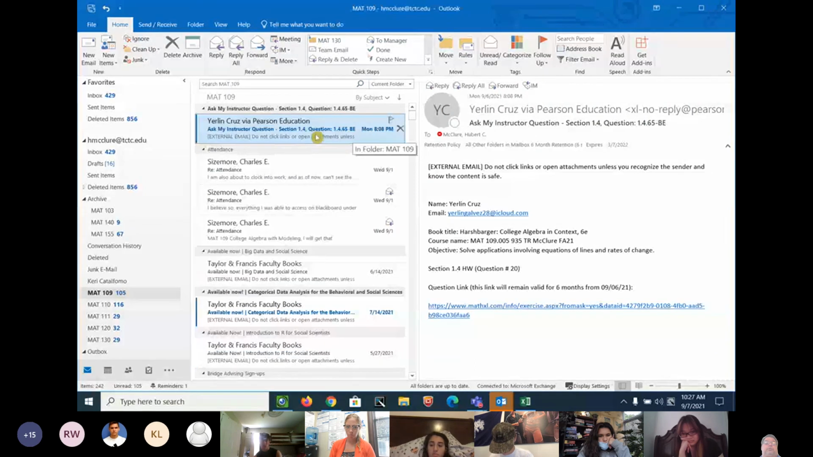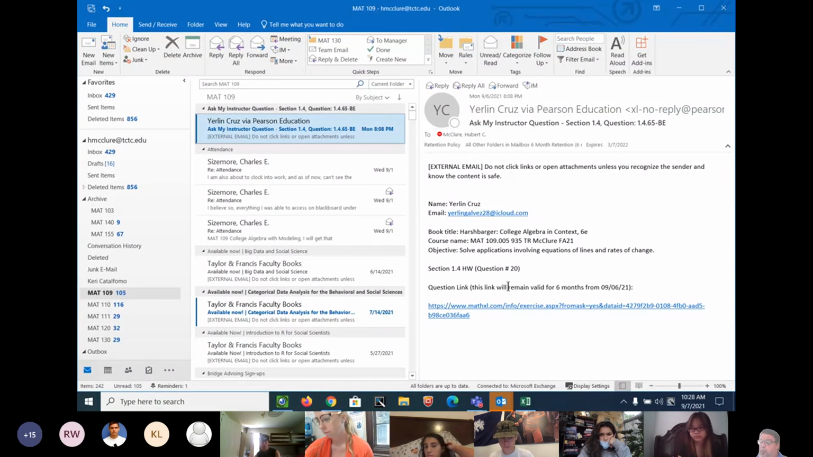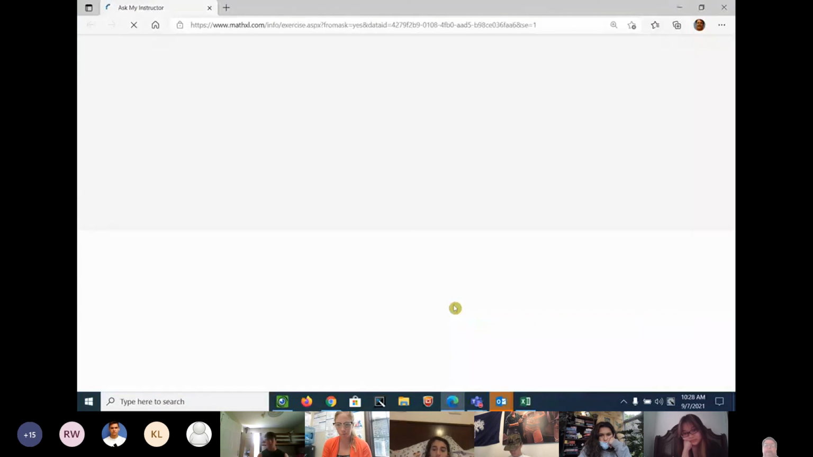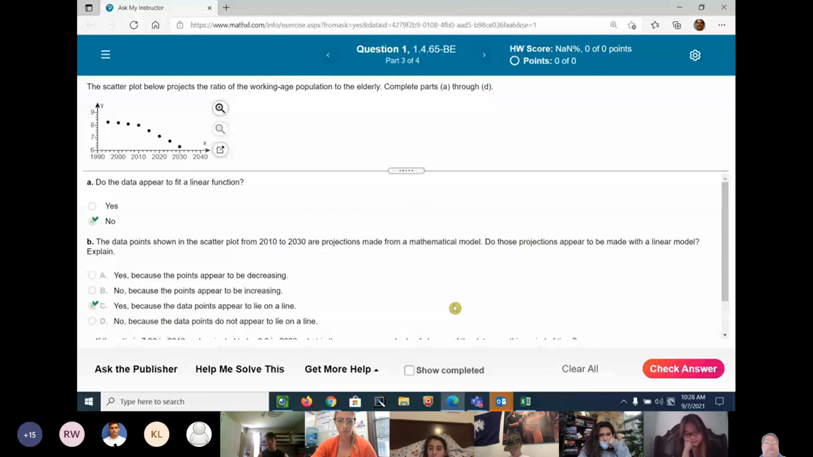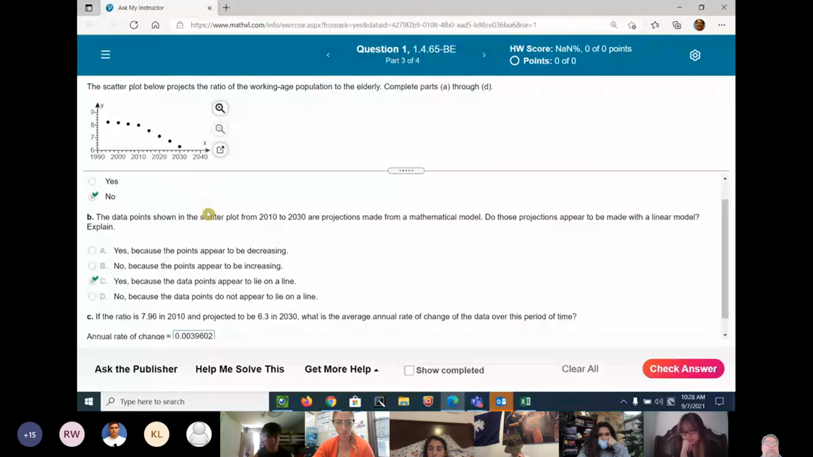And this is 1.465/20. Whoa, somebody's been working on some homework. And here it is. Is it a test question? The scatter plot below shows the ratio of working age population to elderly, and so on. Do they appear to fit a linear function? Well, yeah, kind of. Do these projections appear to be made with a linear model? No, there's more of a curve there, but you can put a linear model to it. But it's got kind of a curve, so the answer there would be no. Yes, you could make it into a linear by going through there.